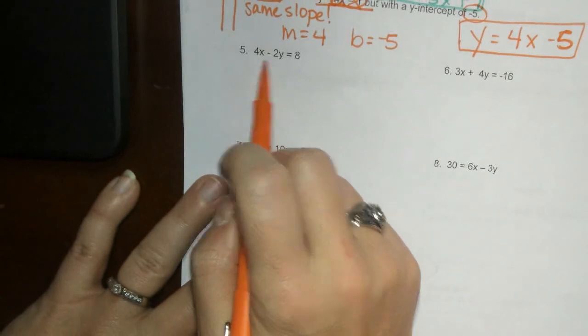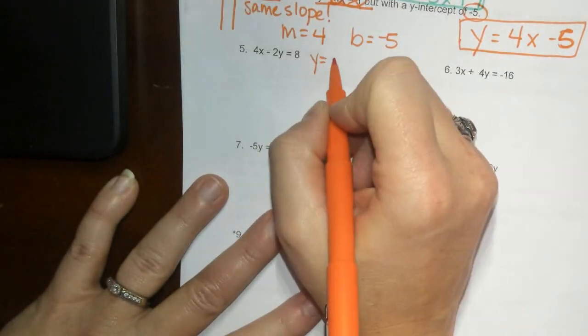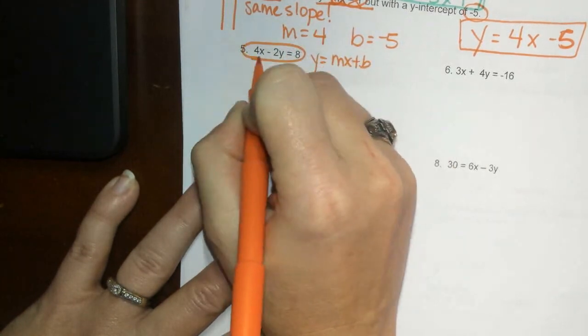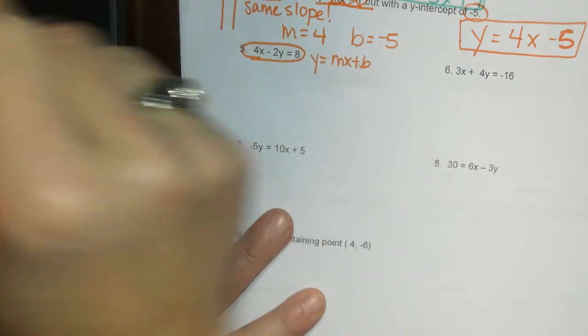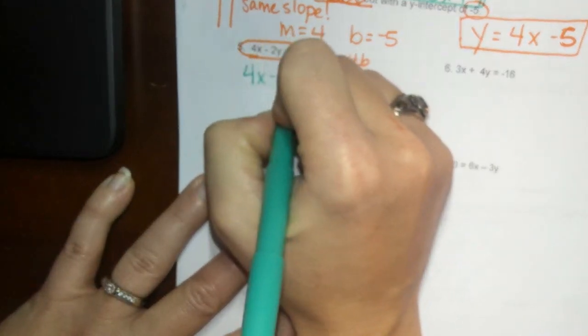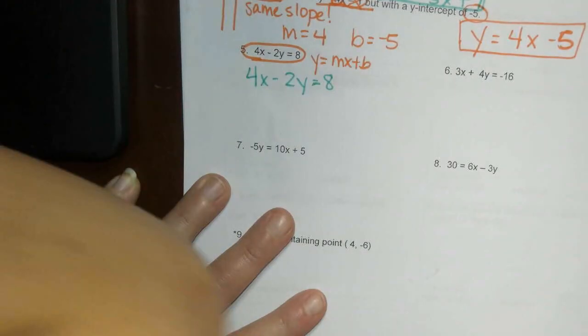Okay, number 5, they want you to put this in y equals mx plus b form. So we have to manipulate this equation and get the y by itself. Alright? This is what I think you guys struggle with the most.